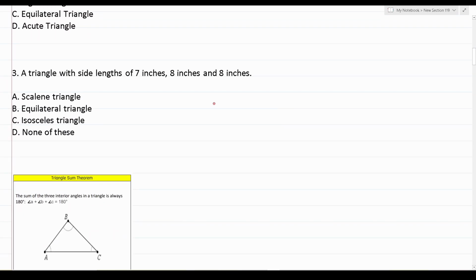And finally, number 3 says a triangle with side lengths of 7 inches, 8 inches, and 8 inches. Well, let's think about this. We have side lengths of 8, 8, and 7. These 2 side lengths are equal. So a triangle that has 2 equal side lengths, as you may recall, is called an isosceles triangle.